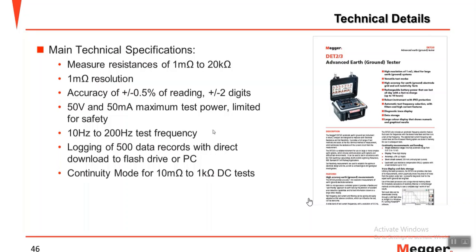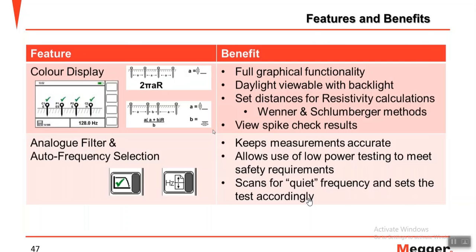This equipment also has some features like a color display, which gives you the benefit of graphical functionality. You can use it in daylight with sunny conditions and see the display very clearly. You can also set the distance for resistivity calculation. I don't explain this here, but you can see it in the previous webinar.